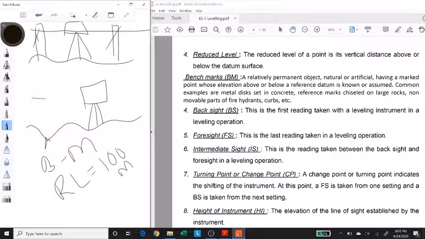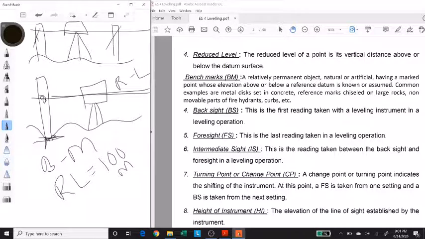Now when I draw my imaginary line of sight or line of collimation and I take my first reading at the benchmark, whatever reading I get over here, that would be the reduced level of my line of sight or line of collimation. So this is an imaginary plane, and I have found out the reduced level or elevation of an imaginary plane, and this reduced level is called the height of the instrument.